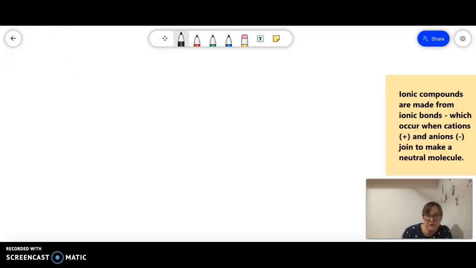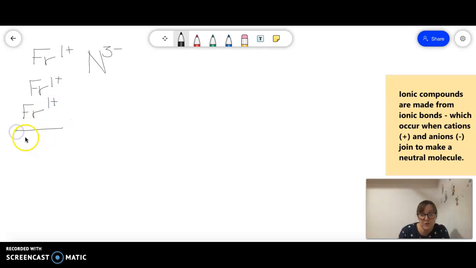So let's try another one. Let's do francium, which is 1 plus, and let's do nitride, which is a 3 minus. So here we have more negative, or more anion, than we do our cation, which is our positive. So we're going to have to add another cation and another cation so that I can get my total charge to 3 positive to balance out my 3 negative.